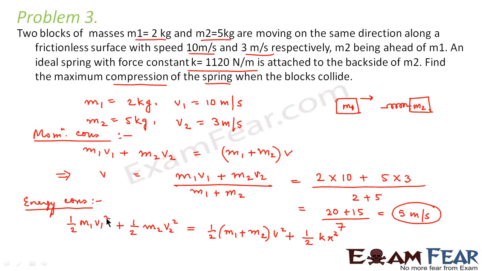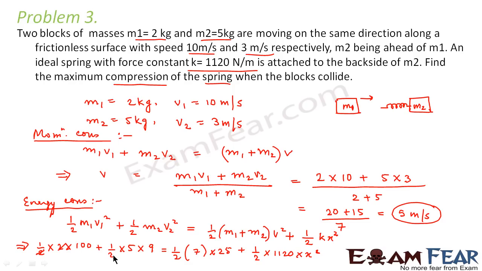Now from this equation we know m1 v1 m2 v2, we have all the values, and v also. K is also given in the question. So we can very easily find out the value of x. So let us try to find it. So this will be equal to half into m1 is 2, v1 square would be 100, plus half into m2 is 5, v2 square is 9. This is equal to half into m1 plus m2, that is 7, into v square, v was 5, so this would be 25, plus half into k is 1120 into x square.